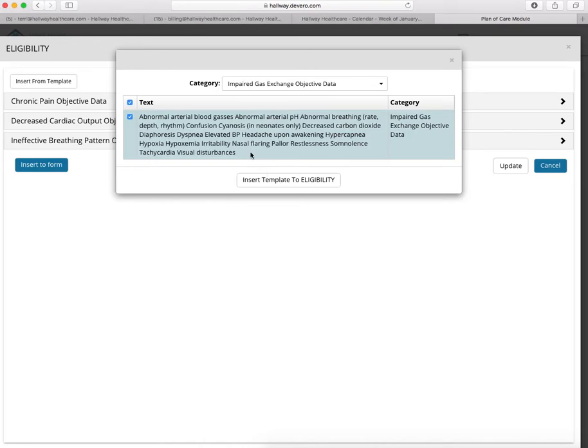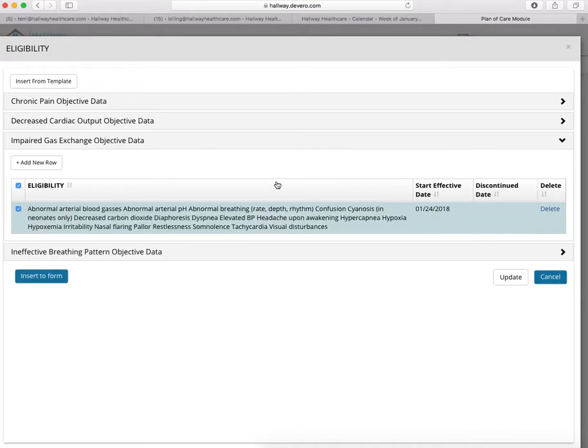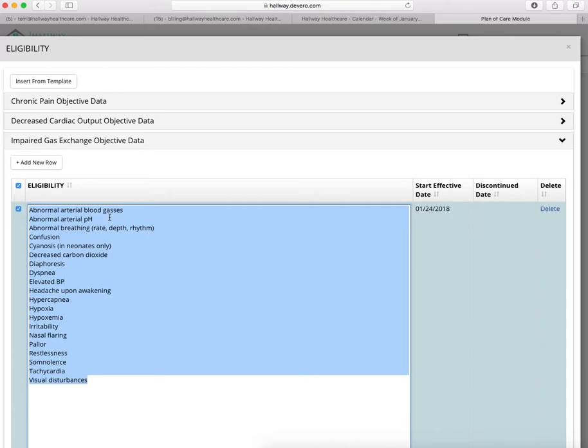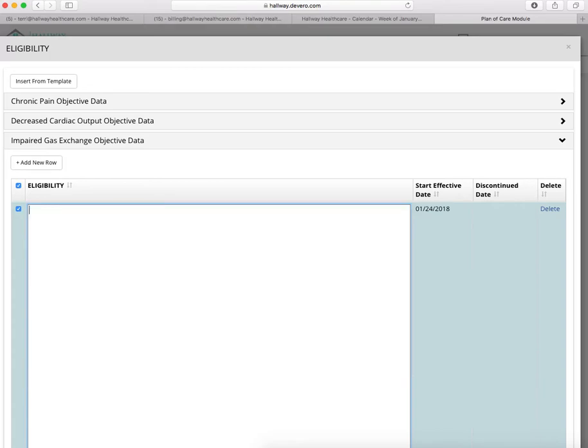Now that automatically selects it to insert it. So you can click here and it selects them all, or you can just click one, which for this one there is only one. So insert template to eligibility. Okay, now I'm going to come to the box right here under eligibility, and I'm going to double click it. As you can see, it's now highlighted all blue. And basically what this is for is, if you don't like any of this, you want to put your own objective data, then all you have to hit right here, because it's already highlighted completely for you, is delete.